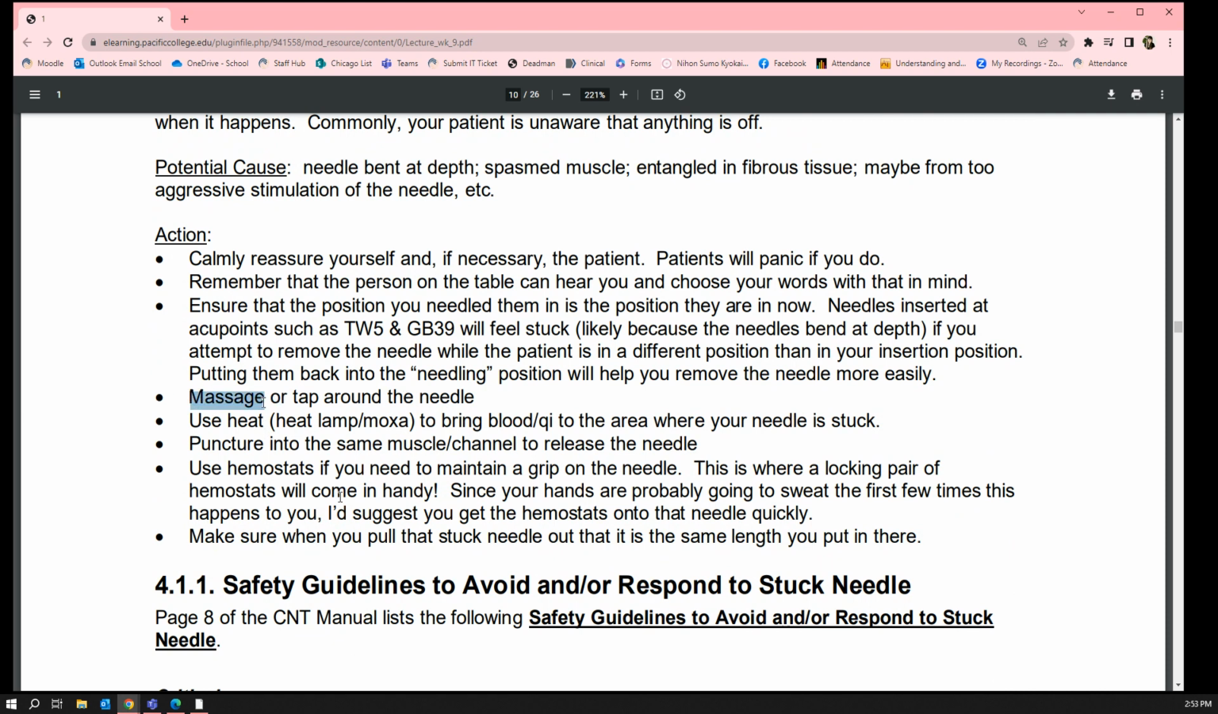Usually just a little massage. Oftentimes, the other thing that I will do is let the needle sit. So if I can't get one needle out and I've tried everything, I'm going to put a heat lamp on it and I'm going to walk away and pull a couple of other needles. And then I'm going to come back to it. Very often, that's all you need, is to just give the body a little bit of time to relax.